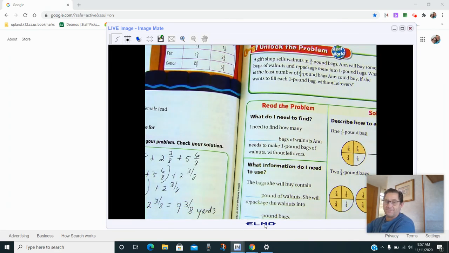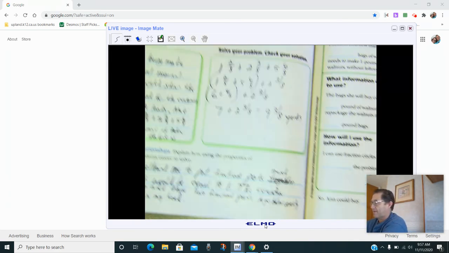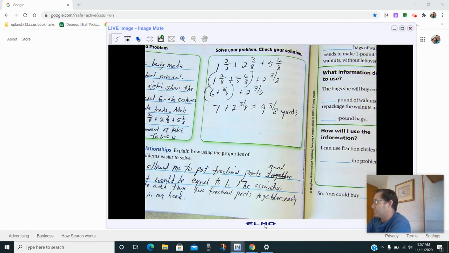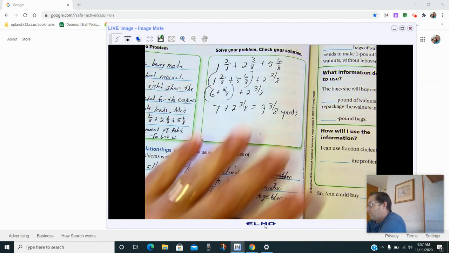All right, so that's it for lesson 7-9. Our next lesson will be problem solving using multi-step fraction problems.